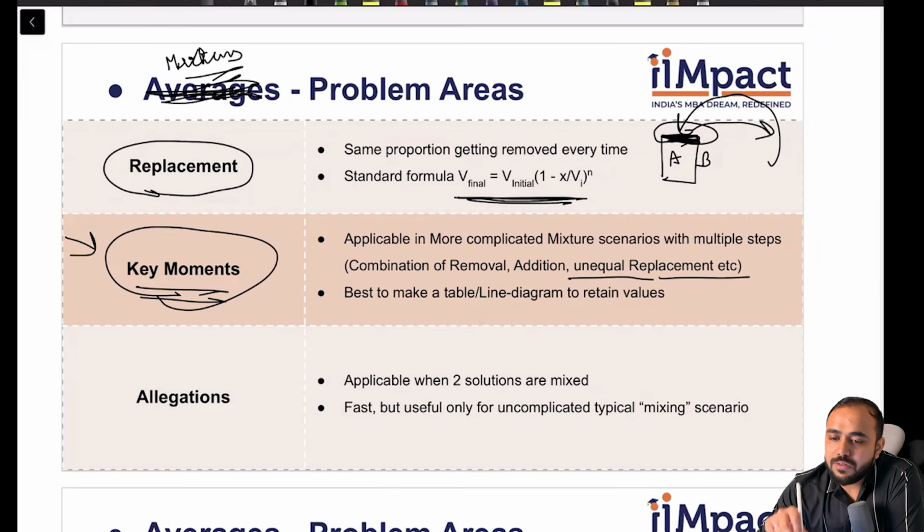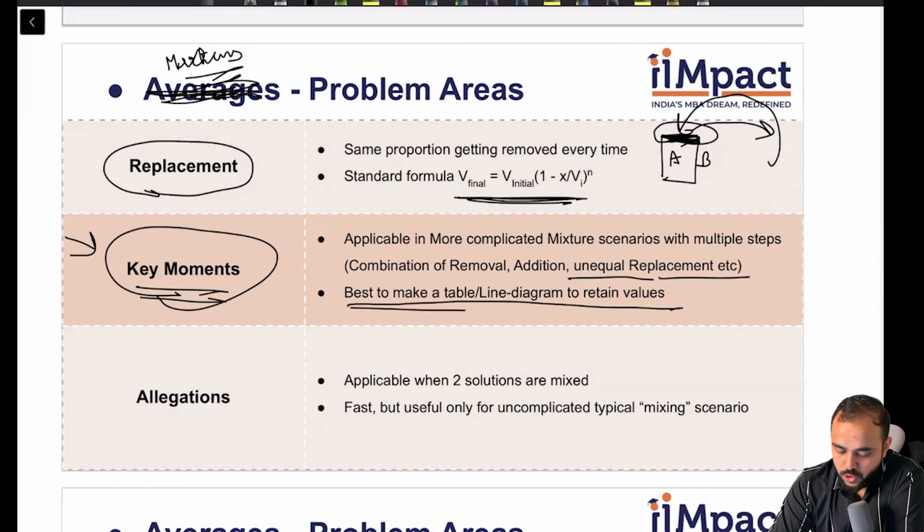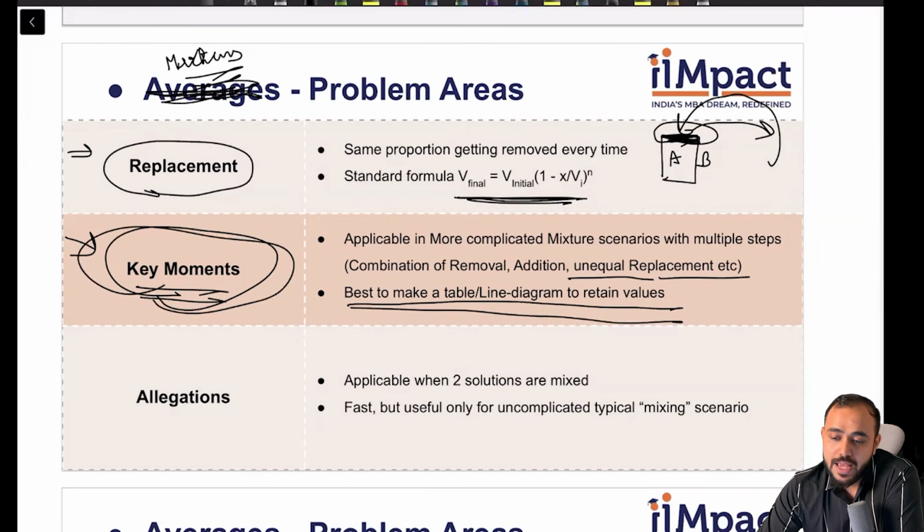So this is one of those scenarios where in time and work, TSD, ratio proportion, we were able to organize the data and our thoughts and our execution in a much better manner when we organized our information through a table or line diagram. So this is going to be the number one suggestion for you. If it's not a replacement question, it is probably a key movements question, in which case you should make a table or a line diagram.